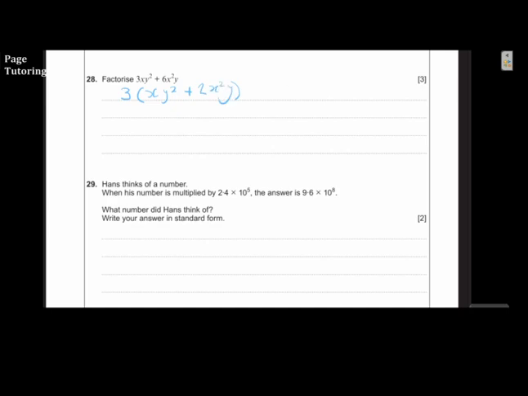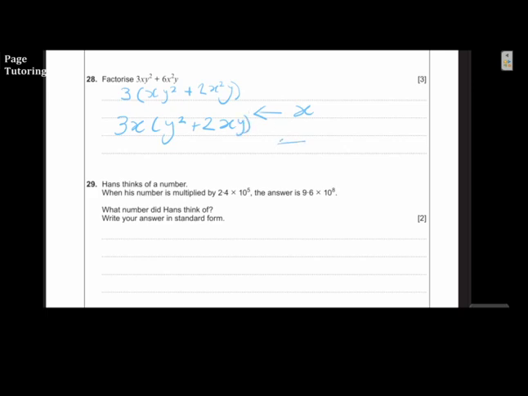So now we're going to try and take out just the x terms. So let's just look at the x terms. We've got x on this left term, on the right term we've got x squared. So the biggest index of x we can take out is just x on its own, not x squared, just x. So we can do 3x bracket y squared, divided by x, plus 2x, so x squared divided by x is just x, y.